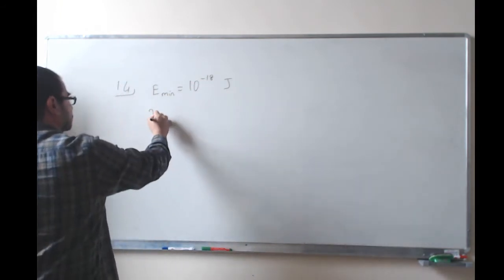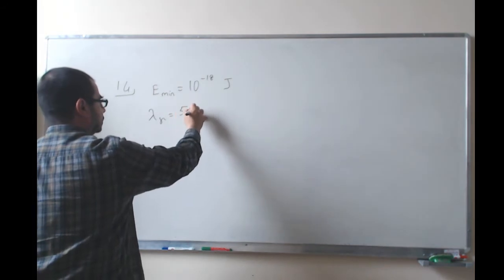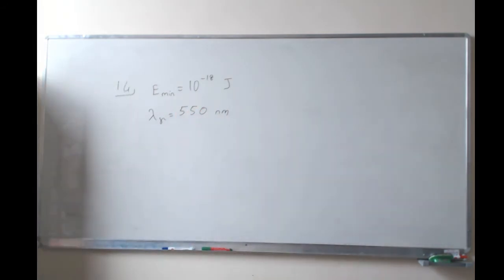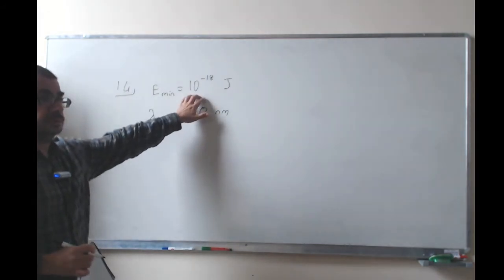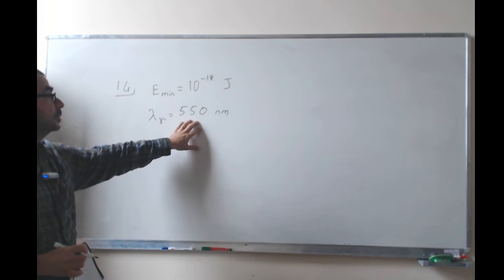And we are asked, at the wavelength of 550 nanometers, to make the calculation for this energy. So how many photons of this wavelength would correspond to this much energy? You just calculate how many joules this would correspond to.